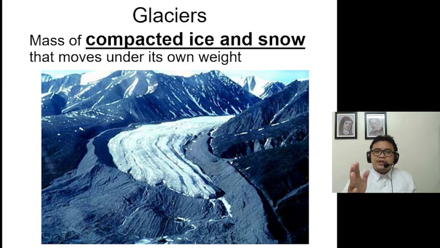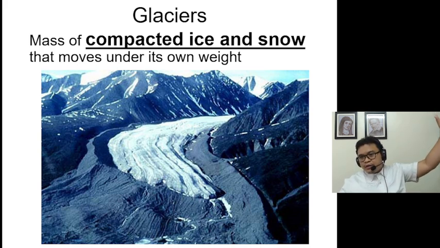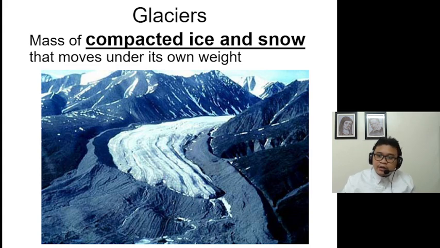First, let's consider glacier as an agent of erosion. Glaciers are masses of compacted ice and snow that move under their own weight. Glaciers are typically found in cold regions, on the northern and southern hemispheres, and on very tall mountains where temperatures are relatively cold. And glaciers move under the influence of gravity. When they move, they also carry with them some of the weathered particles along the rocks. Not only that, they also leave traces of their movements along the scratches that they make along the surface of the rocks.